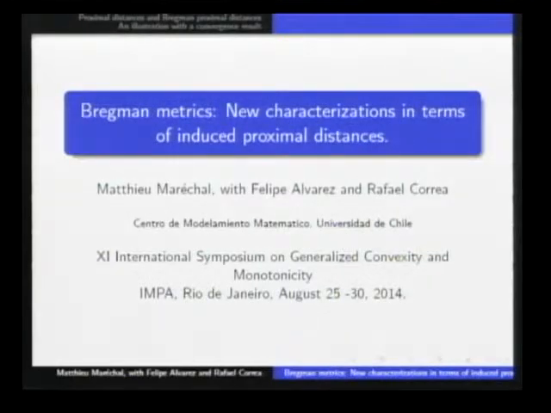So thank you for the invitation to give a talk in this symposium. This is work joint with Felipe Alvarez and Rafael Correa about the Bregman matrix.